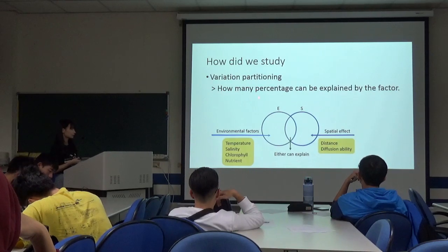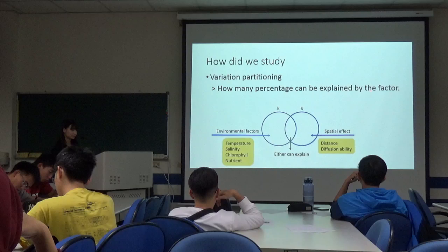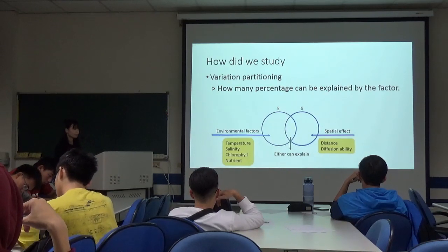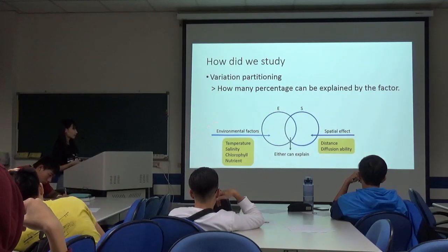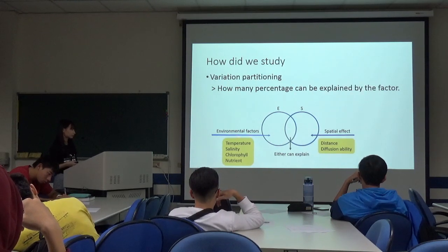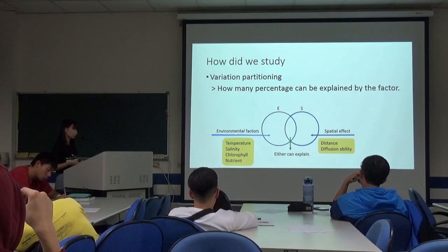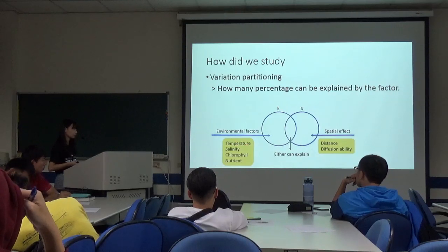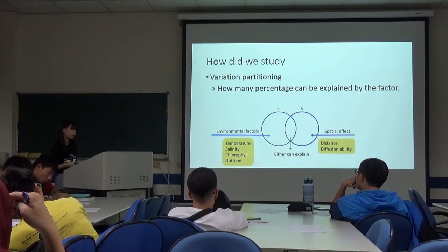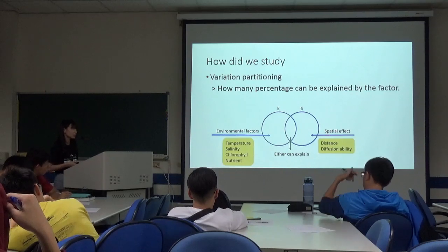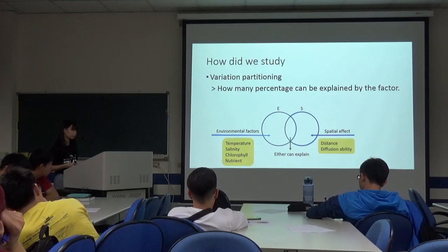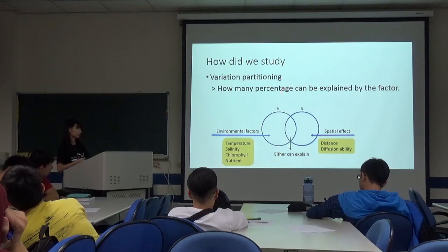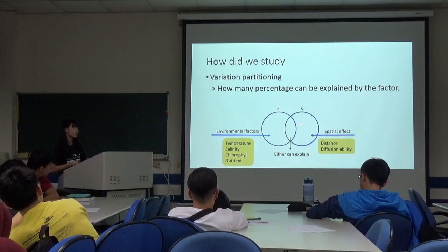And second, we will do variation partitioning. It tells us how much percentage can be explained by each factor. In our study, we separate it into two factors. One is environmental factors, and the other is spatial effect. Environmental factors means the environment is more controlled by temperature, salinity, flow, or nutrients. On the other hand, spatial effect means it's more controlled by distance or diffusion ability. And the region where the two circles overlap means either factor can explain it.